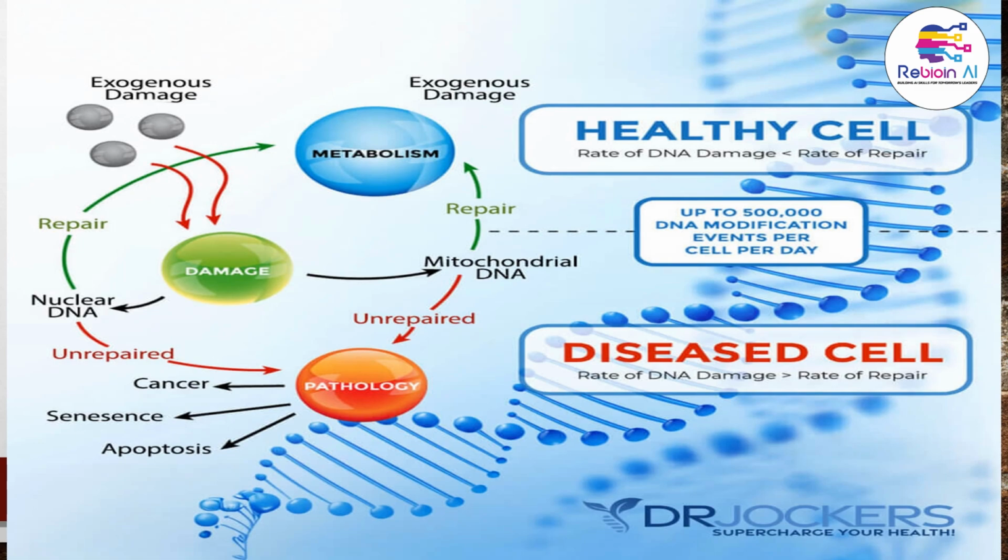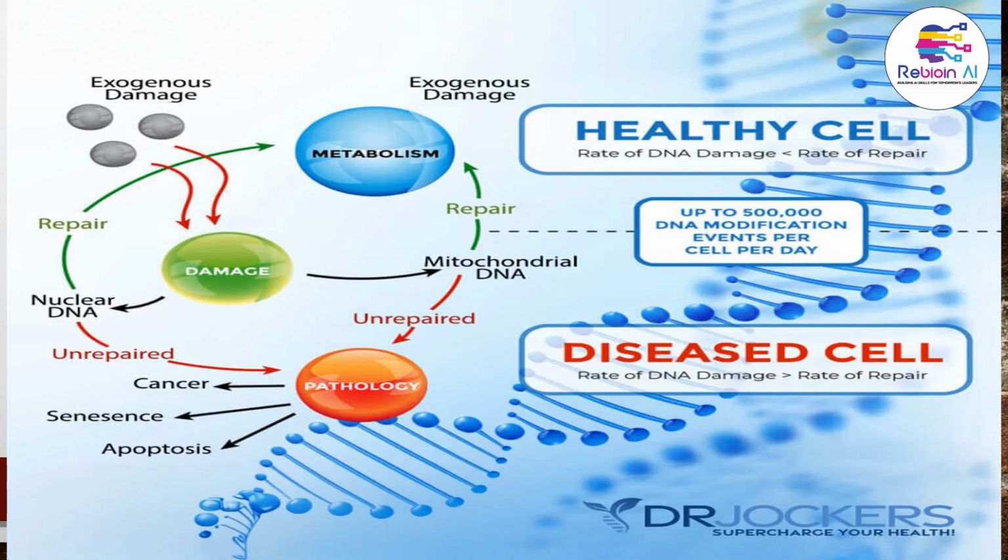Our body has a natural DNA repair system. When DNA is damaged, repair proteins detect the damage and fix it. If the repair is successful, then cells continue to function normally. As shown on the right side, in a healthy cell, the rate of DNA repair is greater than the rate of DNA damage. This means the cells can repair most DNA damage and remain healthy. Every day, normal cells experience thousands of DNA modifications, but efficient repair mechanisms maintain normal cell function.